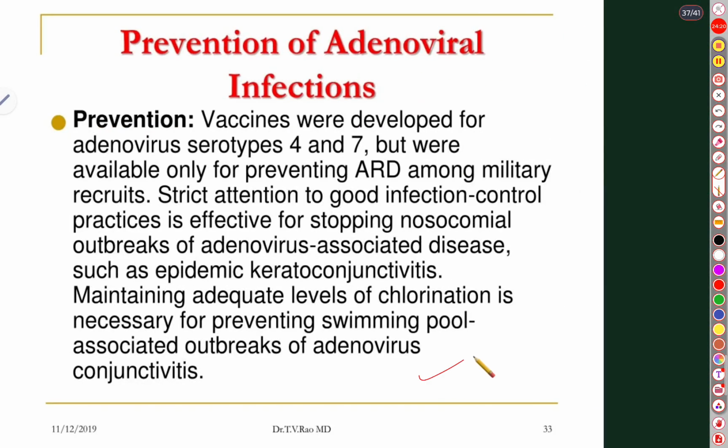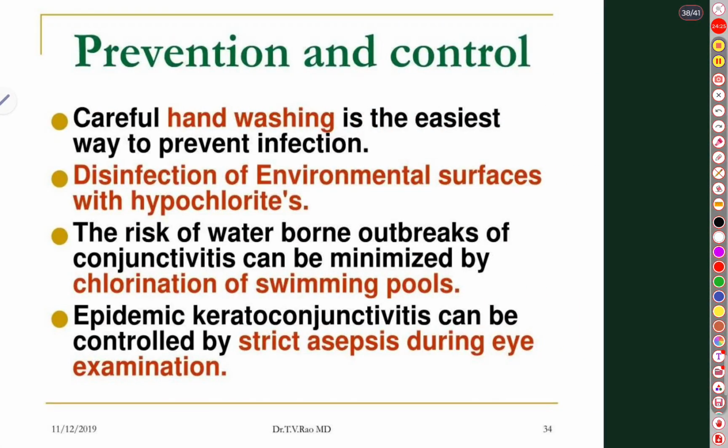The same thing has been written here also for swimming pool conjunctivitis. Prevention: hand washing is the easiest way to prevent infection, along with disinfection of environmental surfaces. The risk of waterborne outbreaks of conjunctivitis can be minimized by chlorination of swimming pools, and by strict asepsis during eye examination.